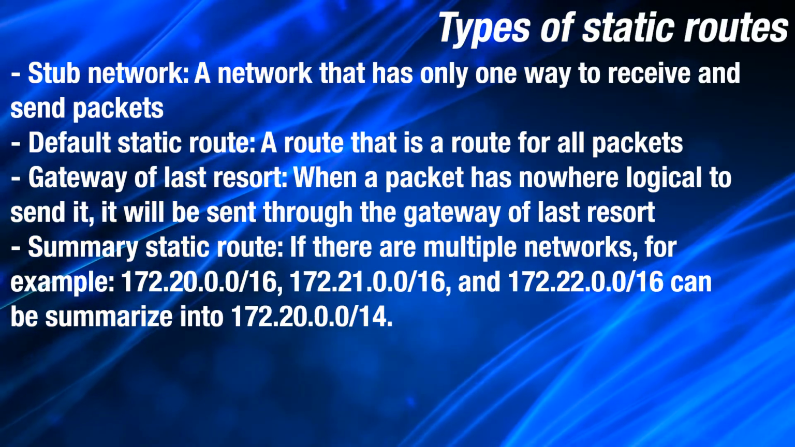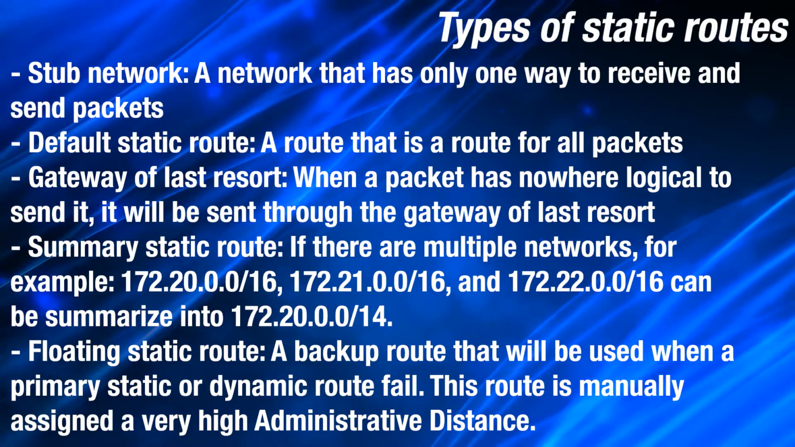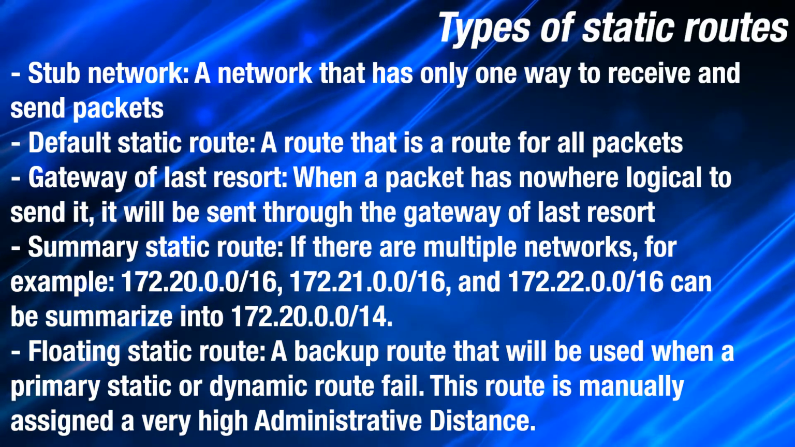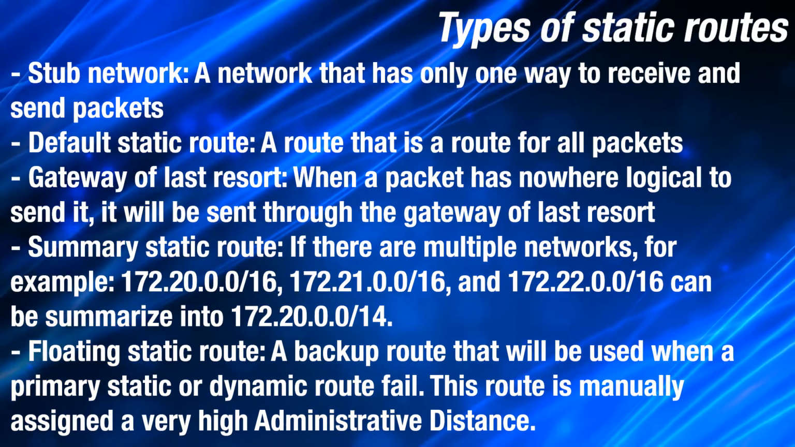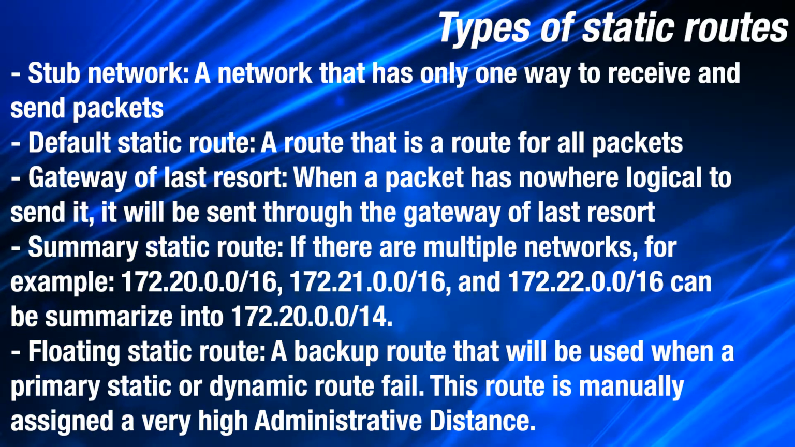The next type of static route is a floating static route, which is a route used as a backup path if the primary or dynamic routes fail. Usually, this is configured with a much higher administrative distance than all the other routes.